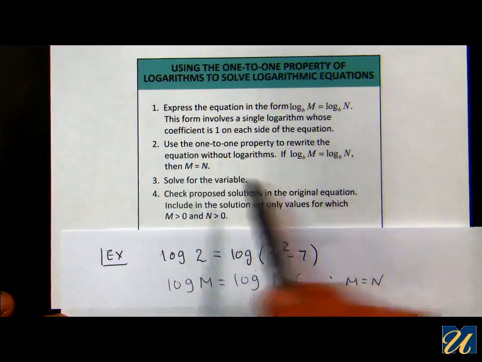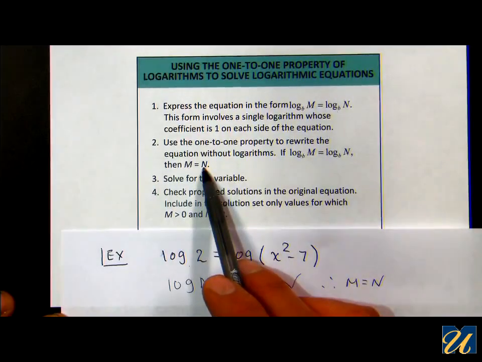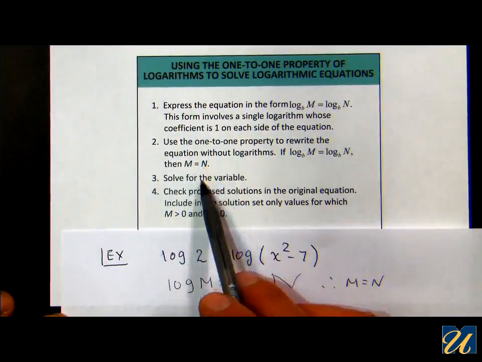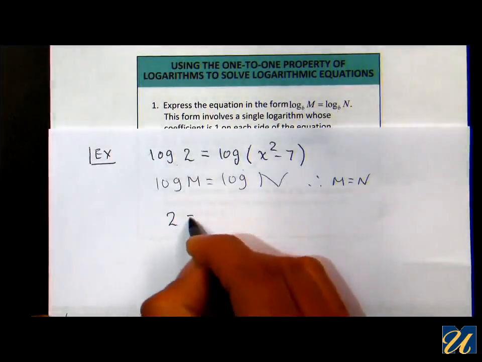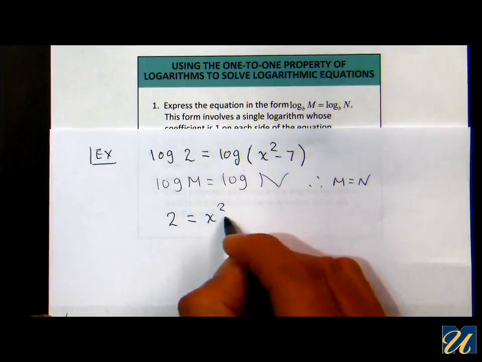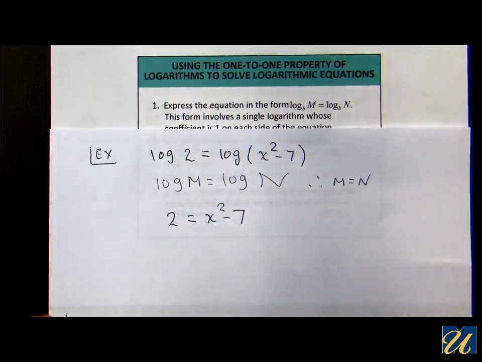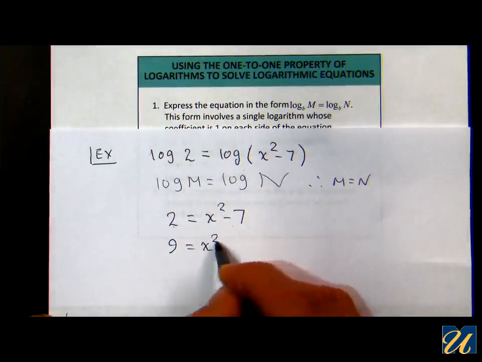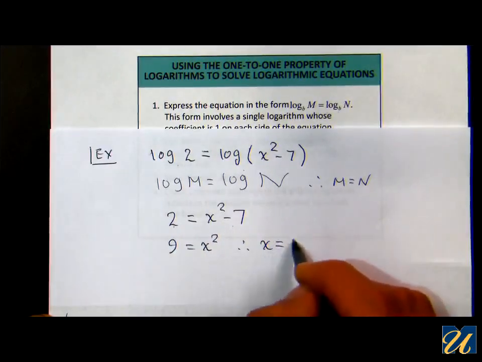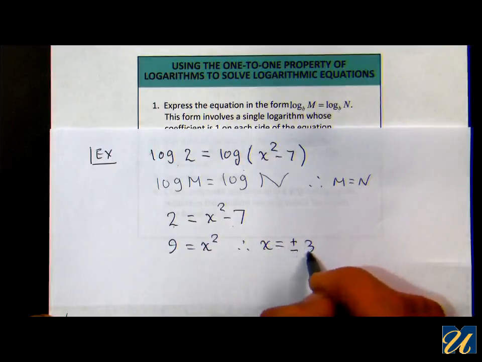So, okay, that's what they're talking about right here. Let's use that, and then you'll see solving for the variable is fairly easy. So this then is 2 is equal to x squared minus 7. There's m equal to n. You can add 7 to both sides, so 9 is equal to x squared. Therefore, x is equal to plus and minus 3.